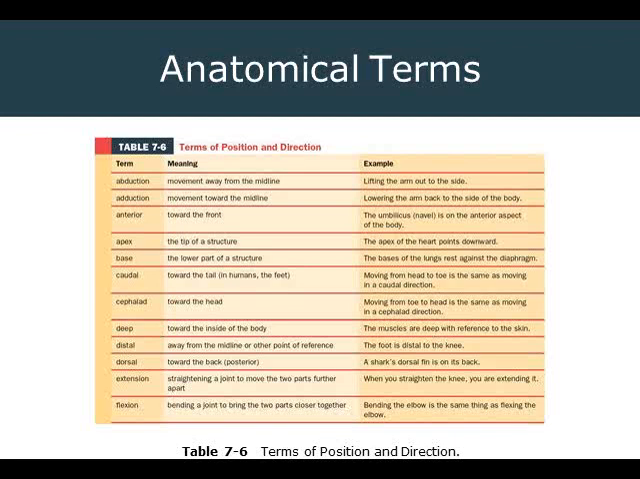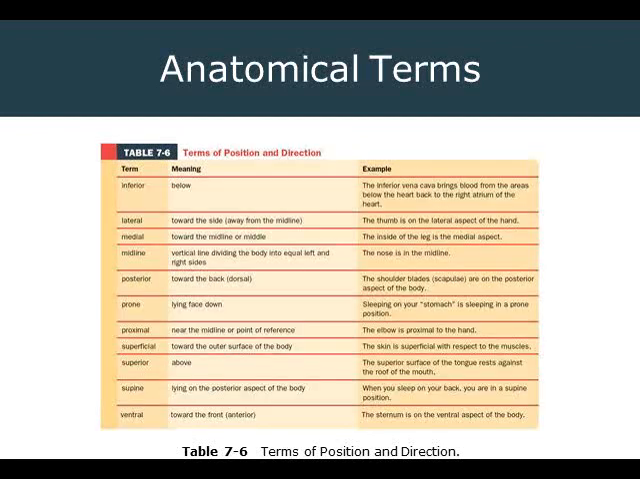Dorsal, the back. Extension is to straighten a joint, to move the two parts further apart. So to extend your arm, you take the bend out of your elbow and put it out straight. Extension sometimes isn't that easy. So we have hyperextension. When we extend the neck, we actually tip the head backwards. When we flex the neck, we bring the chin towards the chest. So flexion is the bending, so like bending the elbow.